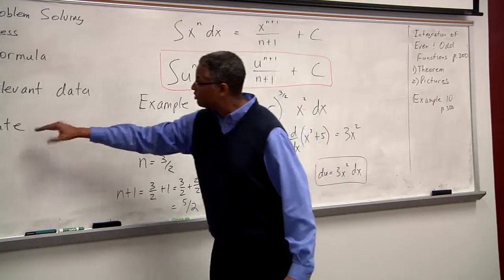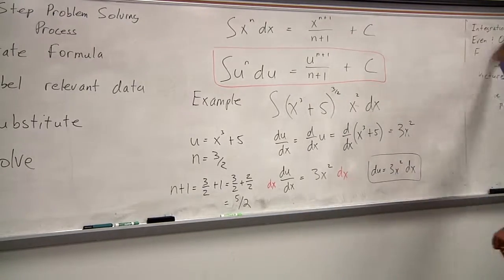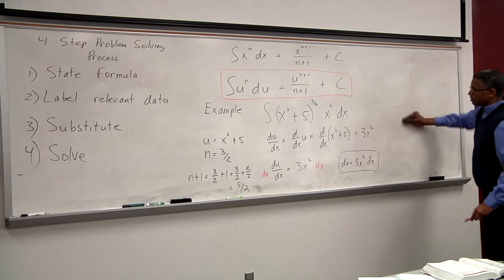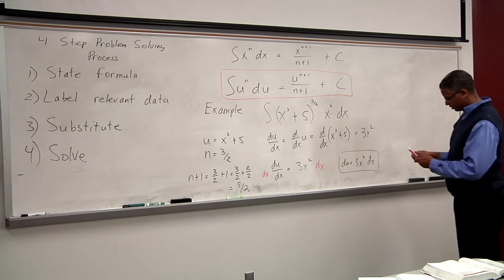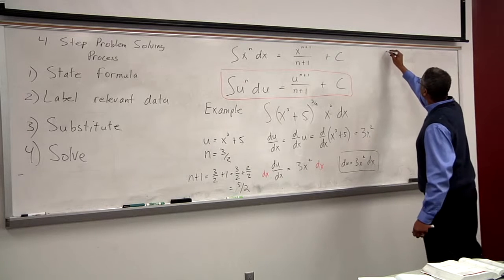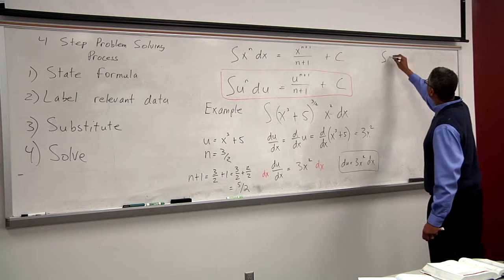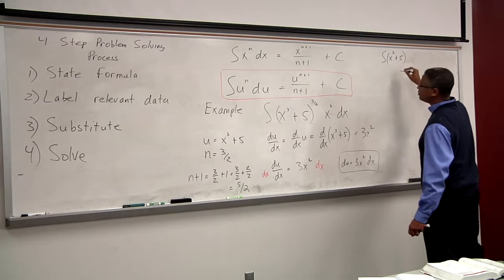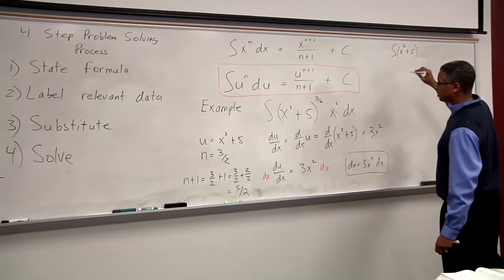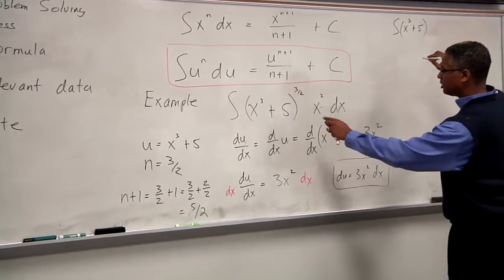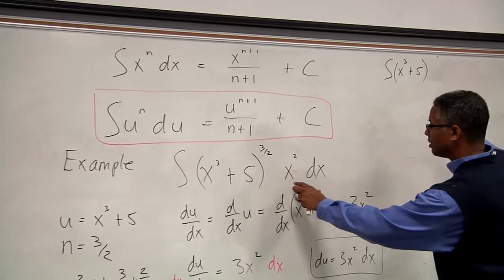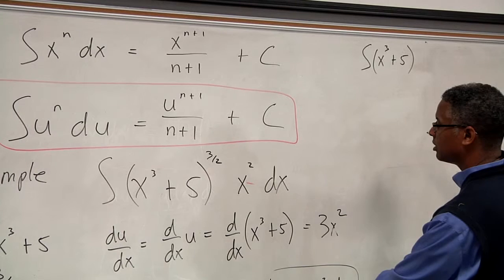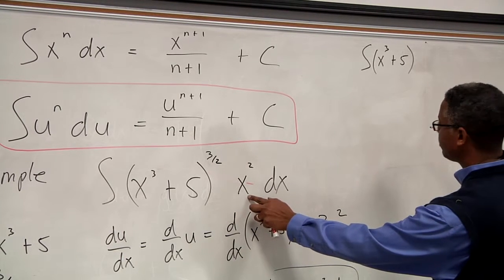Now let's substitute into the formula. So right now we're doing step 3 in our 4-step process. So this is the formula. So let's go ahead and substitute. Integral u, x cubed plus 5, du. Let's see, du is 3x squared dx. Look what we have here. There's x squared.